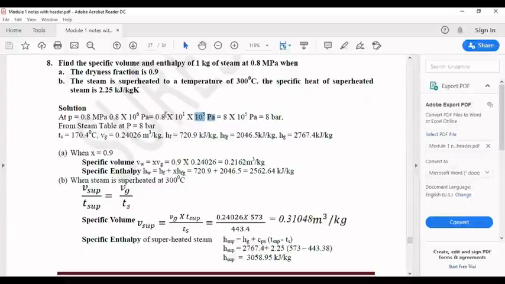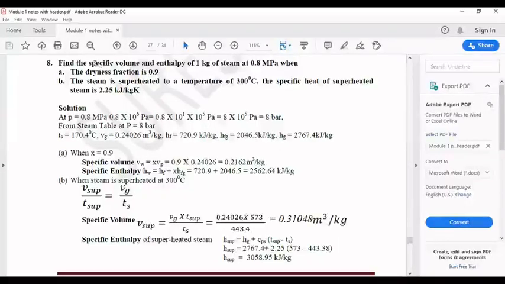Then this 0.8 into 10 is 8. So 0.8 into 10 I made as 8. The remaining 10 power 5 pascal I kept as it is. This 10 power 5 pascal is nothing but a bar. So the pressure is 8 bar now. In the steam table you refer based on the pressure, that is, at 8 bar you get all these values.